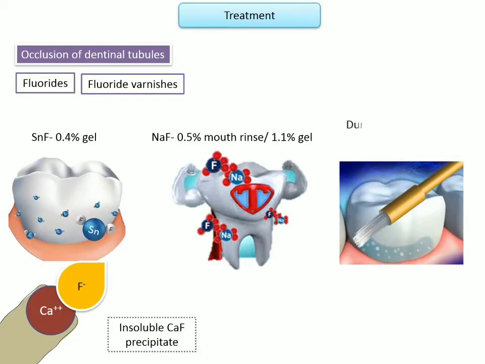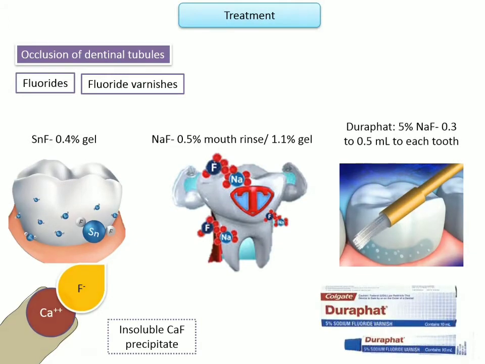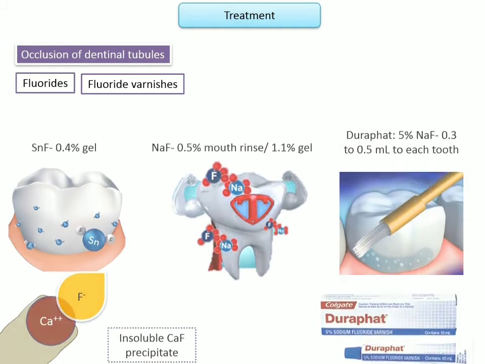Duraphat is a 5% sodium fluoride varnish applied in the office with a syringe-style applicator at approximately 0.3 to 0.5 ml of varnish to each tooth, and dental floss can then be used to draw the varnish interproximally. Topical fluorides are believed to form a barrier by precipitating calcium fluoride on the exposed dentin surface and reduce dentin permeability.